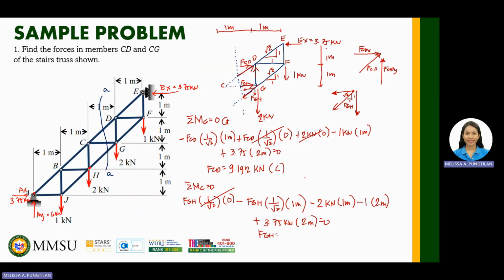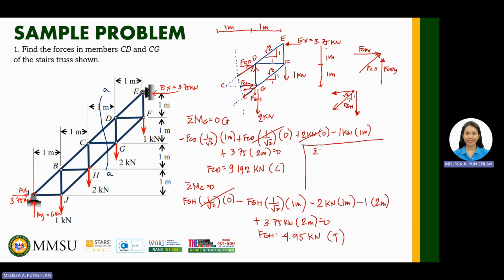So, FGH is equal to 4.949, okay, 4.95 kilonewton. Okay, positive. Therefore, FGH is in tension. The next one we are looking for is CG. Okay, for CG, we can now use... I'll place it here since the solution is short.